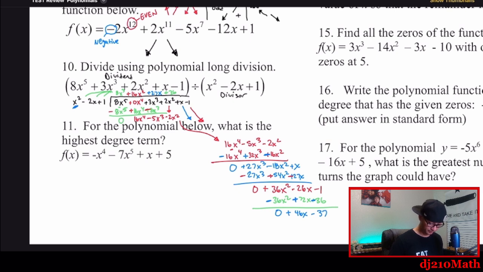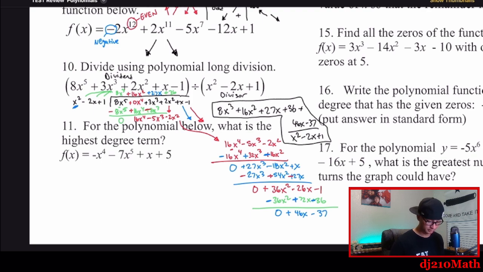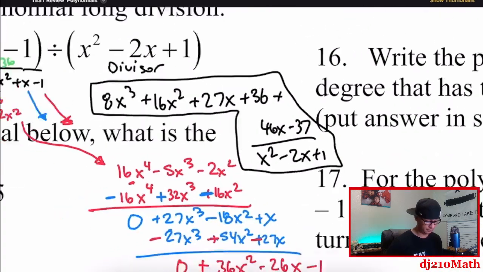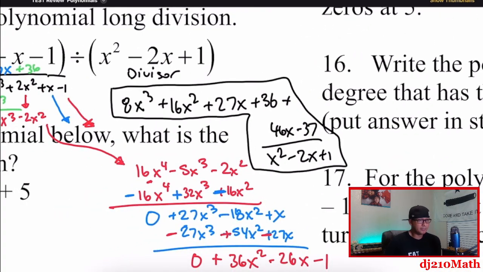So the remainder, or I guess final answer, is going to be 8x cubed plus 16x squared plus 27x plus 36, then plus 46x minus 37 over x squared minus 2x plus 1. That one's pretty intense. That one's pretty good, though. It's pretty good.